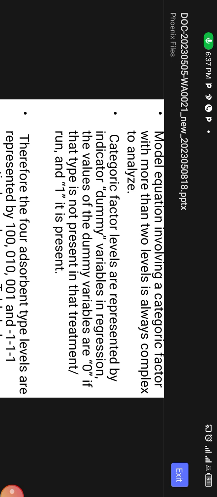Like the category factor we talk about, behavior can be represented as having levels 1 to 4. 1 means very good, 2 means bad, 3 means good, 4 means excellent. So in regression, these category factors are represented by dummy variables. These dummy variables are 0 if that type is not present in that run, and 1 if it is present. Therefore, in this case study, where we have 4 levels of category factors, the dummy variables will be 1, 0, 0; 0, 1, 0; 0, 0, 1; and minus 1, minus 1, minus 1.